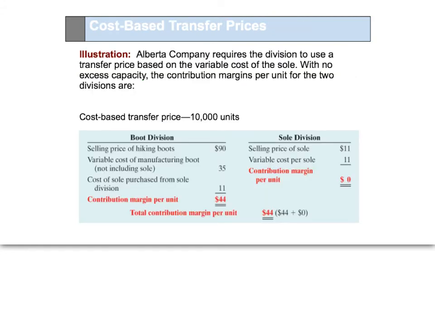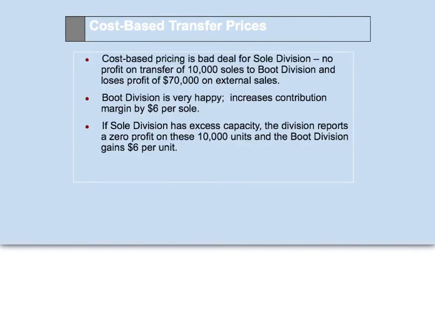For example, our Alberta company requires divisions to use transfer pricing based on variable costs. So if the cost of the soul purchased from the sold division is 11, then the contribution margin here is 44 for these 10,000. But the sold division, because they're transferring at the variable cost, is earning no contribution margin, so the total contribution margin has gone down for the company from 45 to 44.